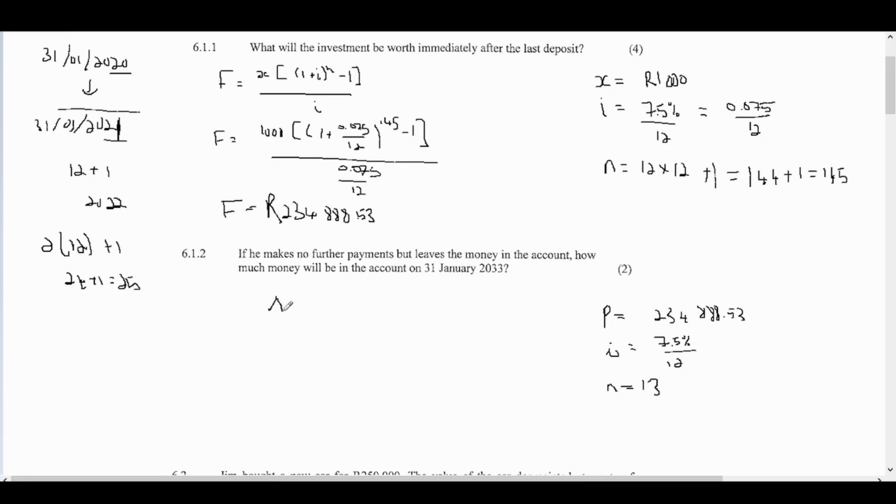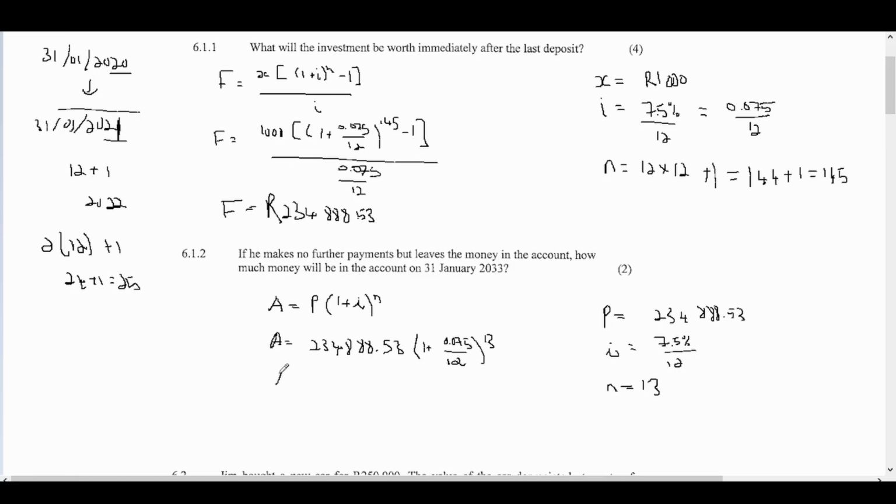Put this into our normal compound interest formula, so A equals P, our principal, times 1 plus i to the n. Therefore A equals 234,888.53 times 1 plus our interest, 0.075 over 12, to the 13.